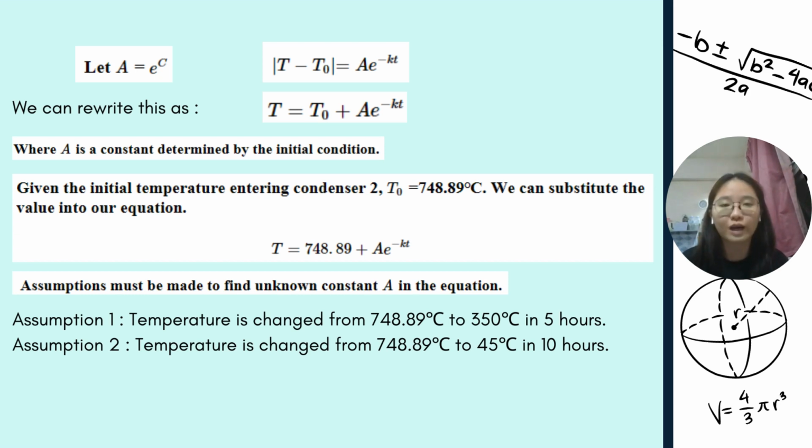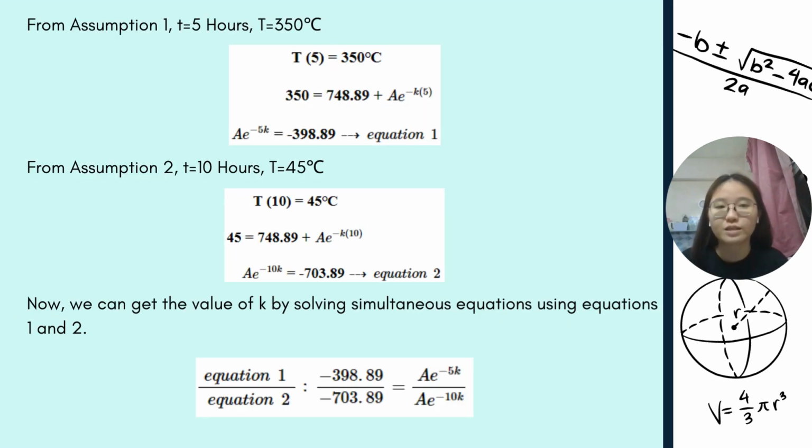In order to find the value of k in the said equation, two assumptions must be made, which are the temperature changes from 748.89 degrees Celsius to 350 degrees Celsius in 5 hours, and the temperature changes from 748.89 degrees Celsius to 45 degrees Celsius in 10 hours. After that, the two assumptions are substituted into the equation.